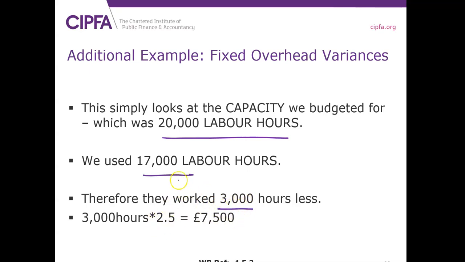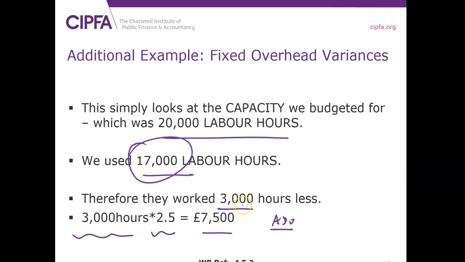And again, 3,000 hours less compared to what you budgeted, because this is what you actually did. We multiply that by the standard cost of an hour, which is £2.50, and that gives us 7,500. And this is adverse as well.